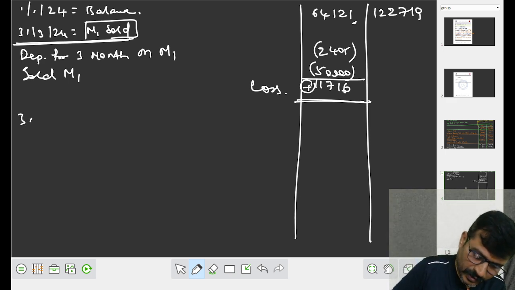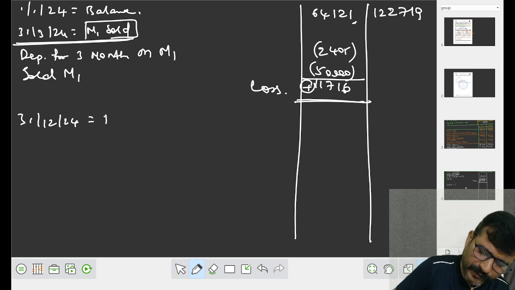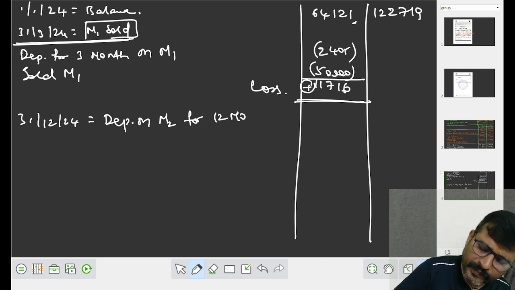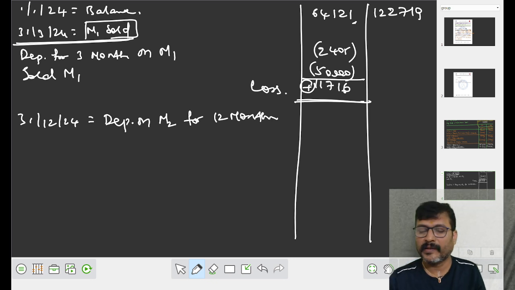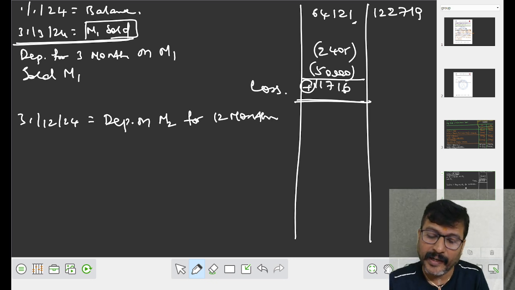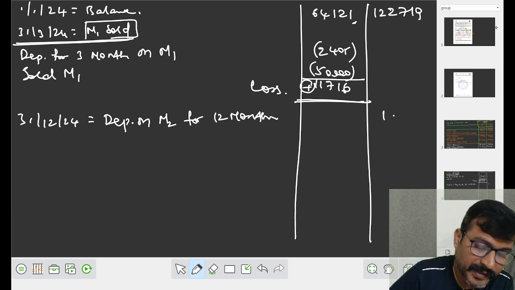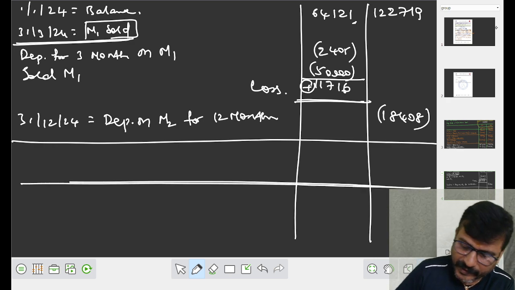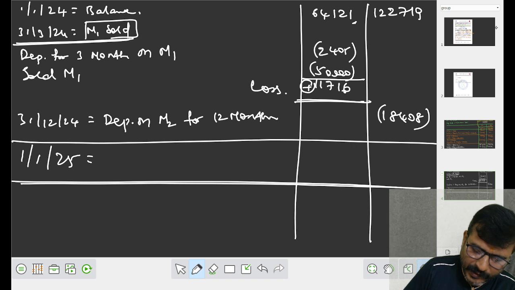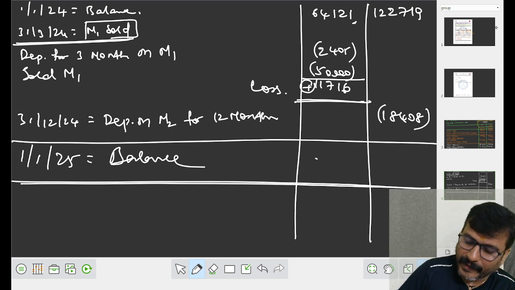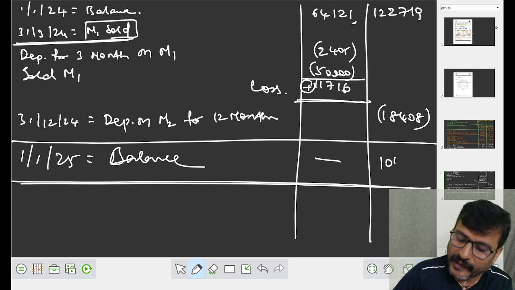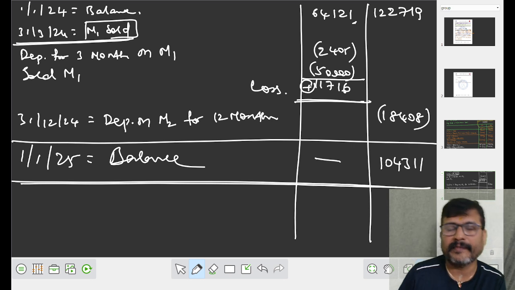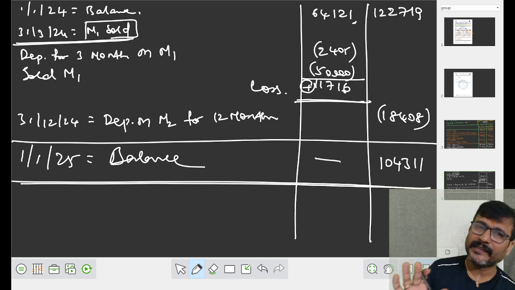Then on 31st December 24, depreciation on M2 for how many months? For the full 12 months. Use a calci and work out. 1,22,719 into 15% into 12 by 12. It comes to rupees 18,408. Now you write the balance on what date? January 25 as a balance, it comes to 1,04,311. This completes your calculations.